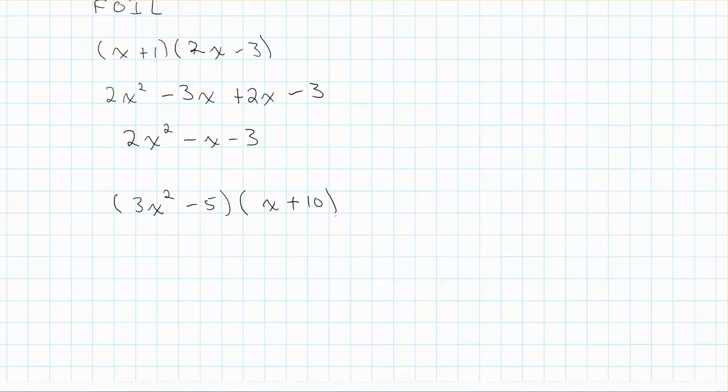So if I FOIL this out, I have 3x squared times x, which of course is 3x cubed, and then the outside would be 10 times 3x squared, so plus 30x squared. The inside is minus 5 times x, minus 5x. And then the last is negative 5 times 10, which is minus 50. And then I should say, okay, now I need to simplify, but if I look, there's nothing that I can combine together, so that's my final answer.